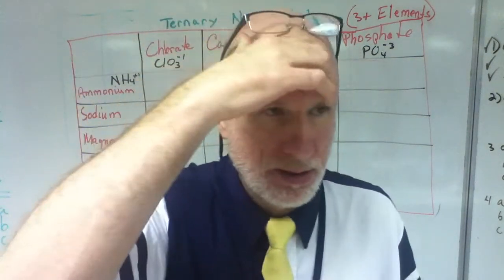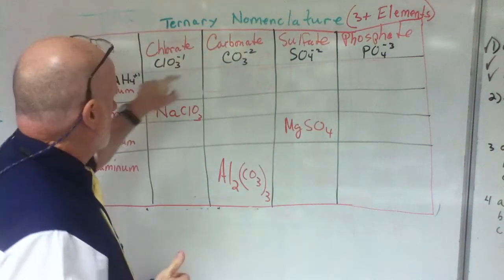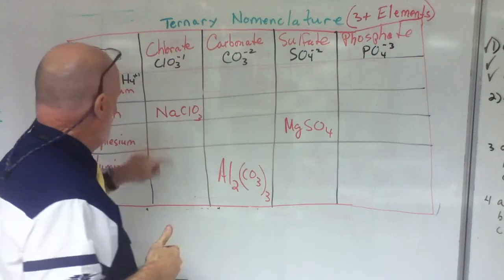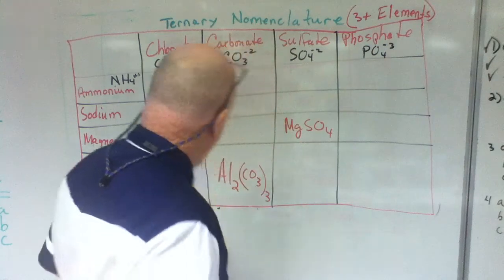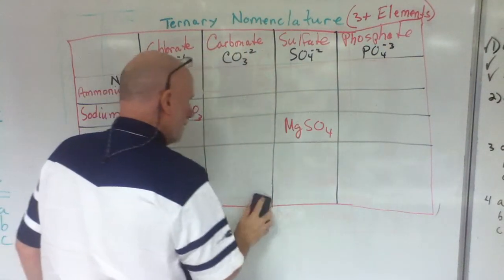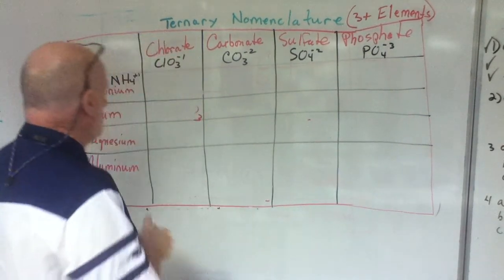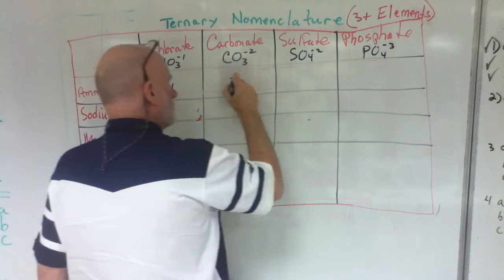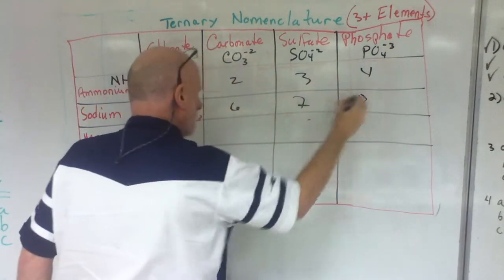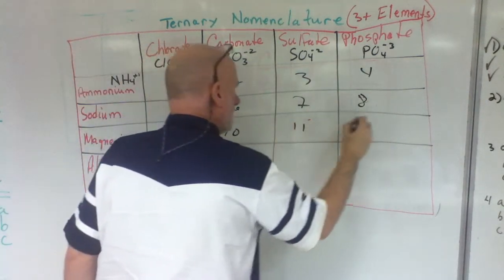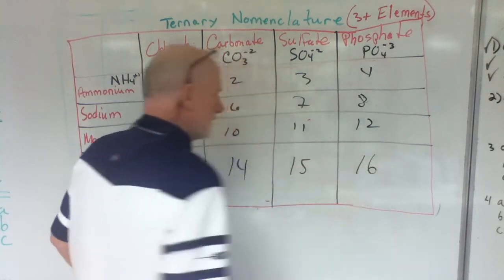All right, now, homework. You have to do this, correct? Ternary, 1 to 16, correct? Yes? So we're going to number these. Number these. 1, 2, 3, 4, 5, 6, 7, 8, 9, 10, 11, 12, 13, 14, 15, 16, okay.